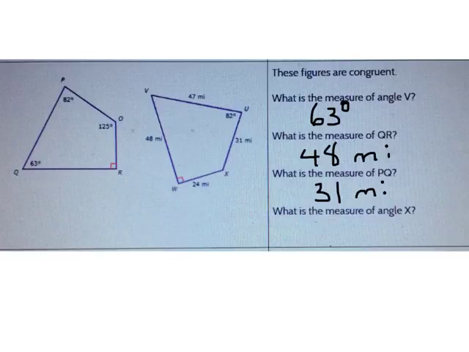What is the measure of angle X? Angle X corresponds to angle O, so its measure is 125 degrees.